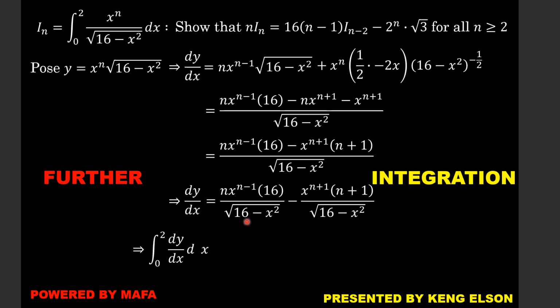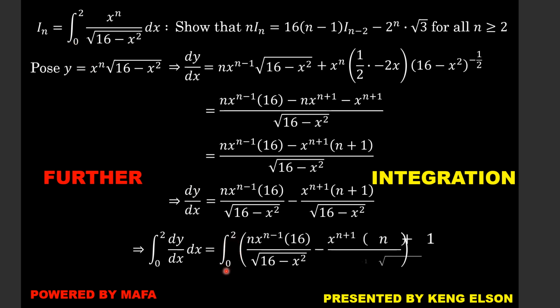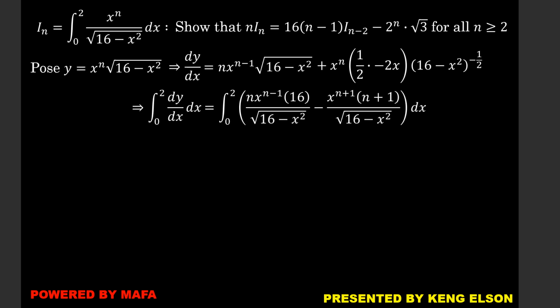So I'm going to integrate both sides with respect to x and integrate dy by dx with respect to x from 0 to 2. I'm saying it again, I am able to integrate because the functions involved here are clearly continuous and defined on the interval 0 to 2. So when we integrate both sides with respect to x from 0 to 2, now this is what we have.